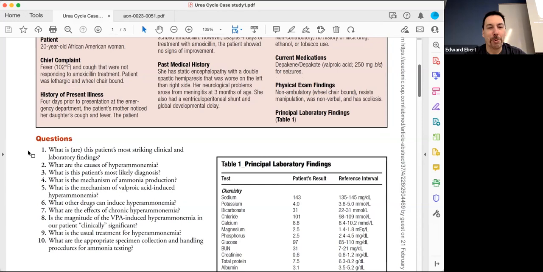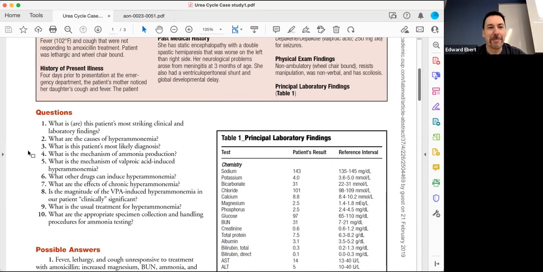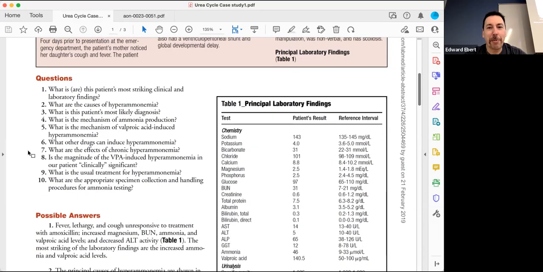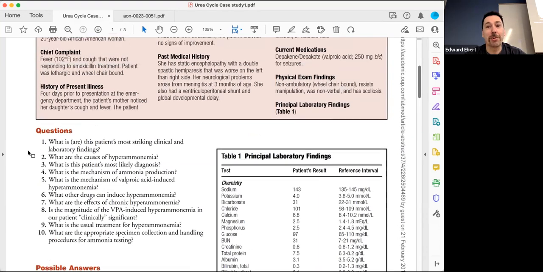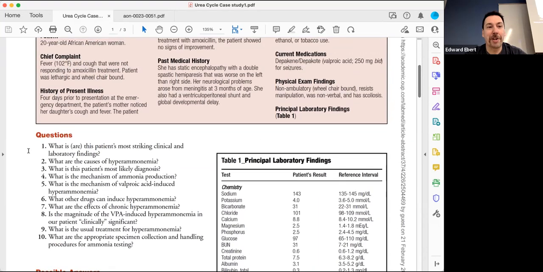I'm not going to pull some old dude. And I really like this case study because this is truly not a paper. This is just up here.